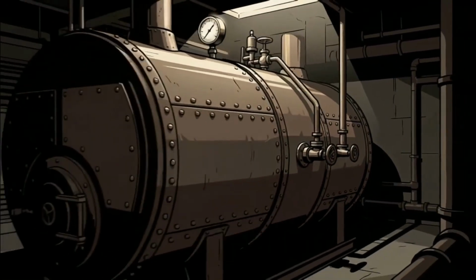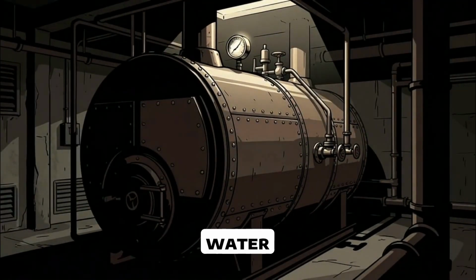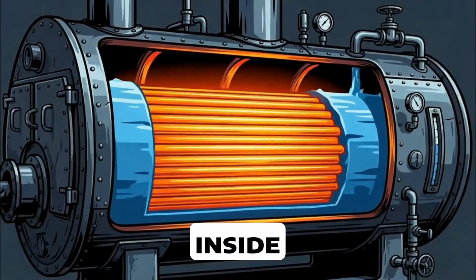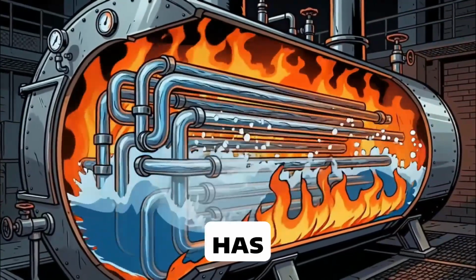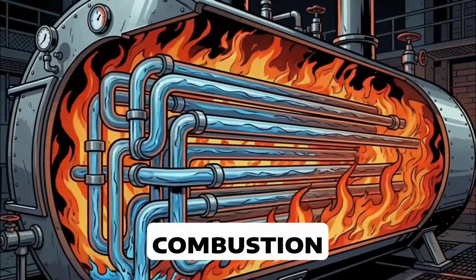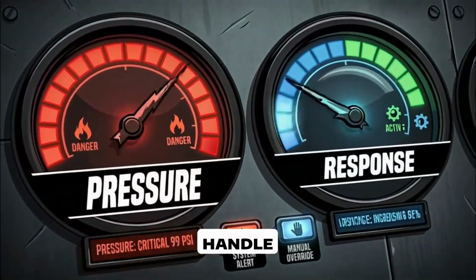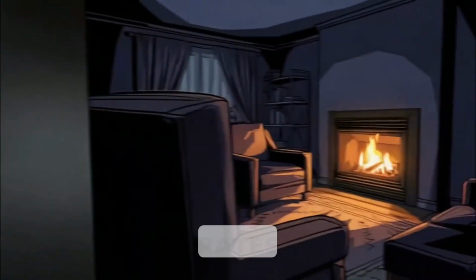Now, boilers. A boiler heats water, not air. A fire tube boiler has hot gases inside tubes and water outside the tubes. A water tube boiler has water inside tubes and combustion heat outside the tubes. Water tube boilers can handle higher pressures and faster response rates.